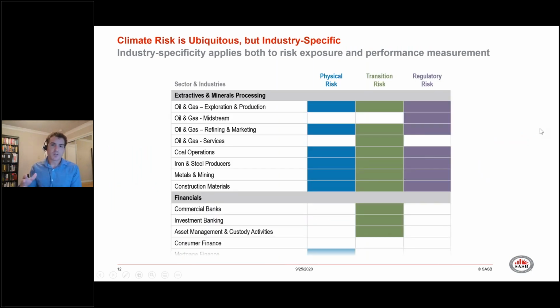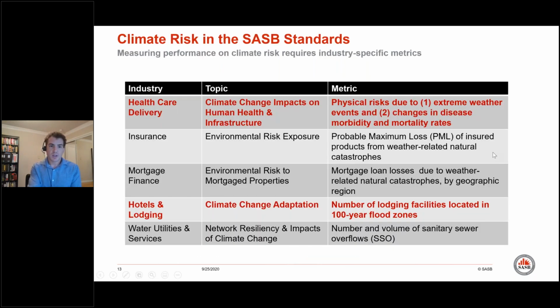To conclude, as a reminder, there's three key concepts I just wanted to quickly lay the foundation with here. First, that there are different types of climate risk: physical risk, transition risk, regulatory risk. Second, that the financial materiality of that risk exposure will vary by industry, as we've depicted here, showing different industries and different channels of risk exposure. And then third, that the way that we measure performance on climate risk can vary by industry.